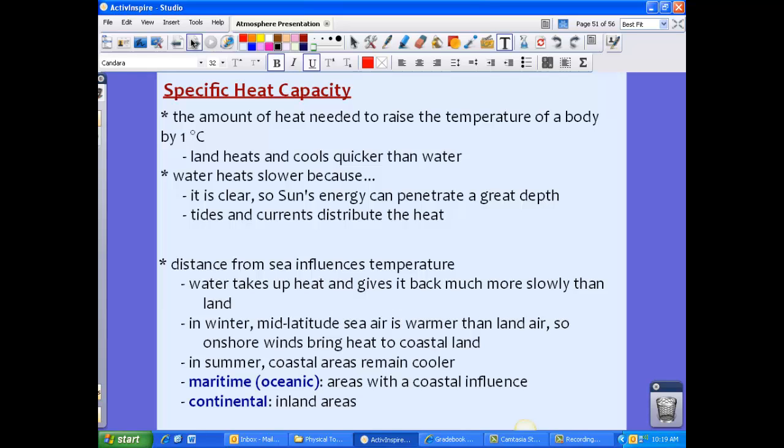Now, water heats slowly because it's clear, so the sun's energy can actually penetrate to a great depth. There's nothing for it to absorb into. It actually goes directly through water. And tides and currents will actually distribute heat around the globe. And we're going to see some pictures and talk about that a little bit later.